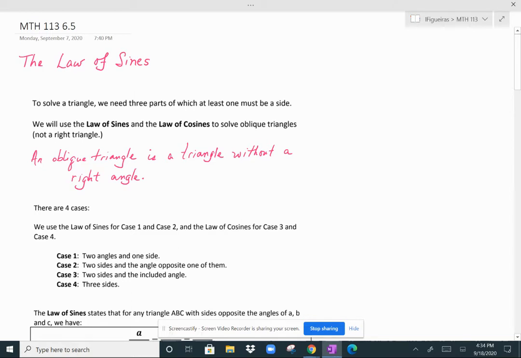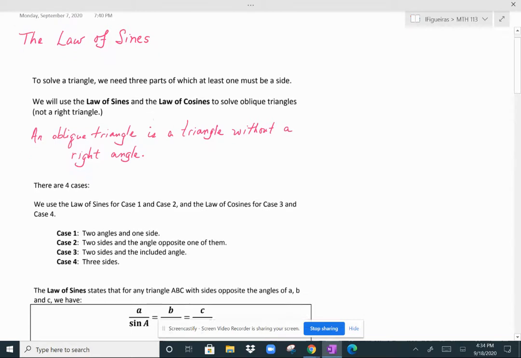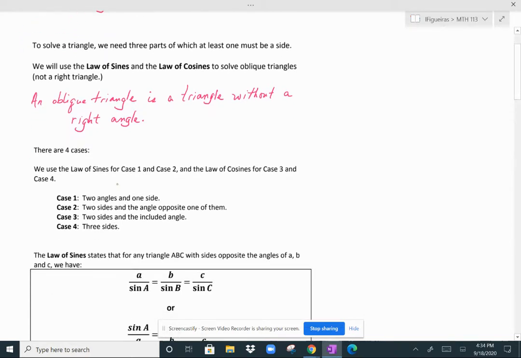So there are four possible cases of information that could be given. And depending on the case, we can solve these oblique triangles by something called the law of sines or the law of cosines. This lesson focuses on law of sines, and the next lesson focuses on law of cosines. So we use law of sines in the first two cases, case one and case two.